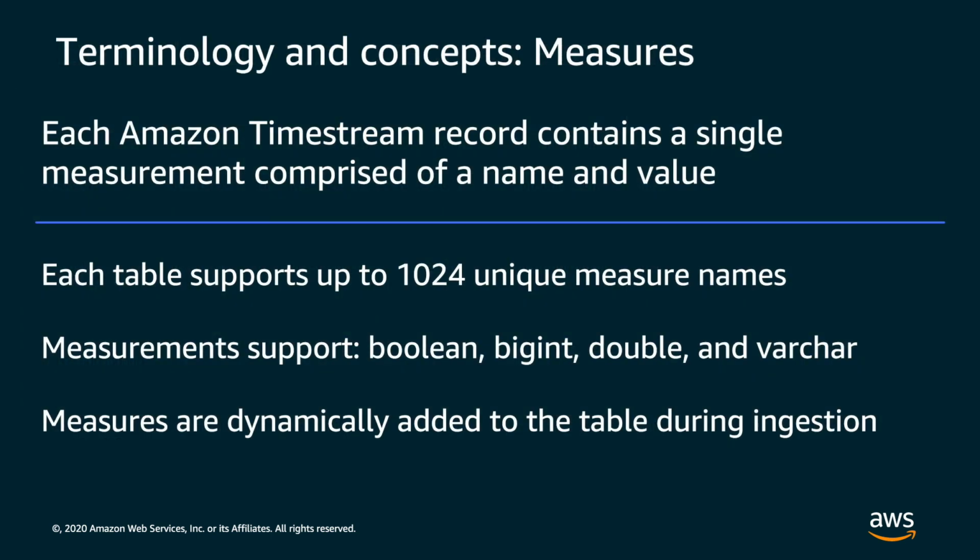So then we have measures. Every record in Timestream contains a single measure. So for every single record, there is one measurement. Each table supports up to 1,024 unique measurements, and as I mentioned earlier, these are also dynamically added at ingestion. They support all the typical data types that you're usually going to be measuring. The two most common ones are obviously usually bigints and doubles.